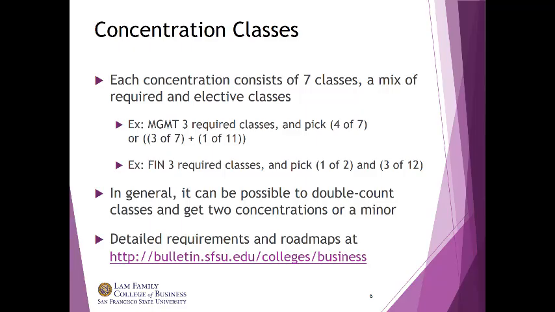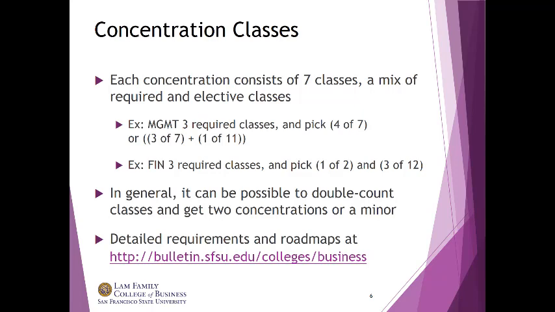As I said, each concentration requires you to take 7 classes, which are a mix of required and elective classes. For example, management has 3 required classes, and then you can pick 4 electives. You can either pick them all from the same List A of classes, or pick 3 from List A and 1 from List B. Finance has 3 required classes, 1 class that you can pick from a set of 2, and then 3 additional electives you can pick from a set of 12. Each concentration is different, so I can't be more specific here.